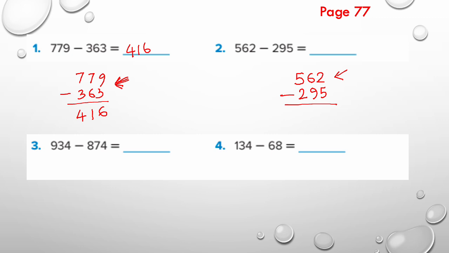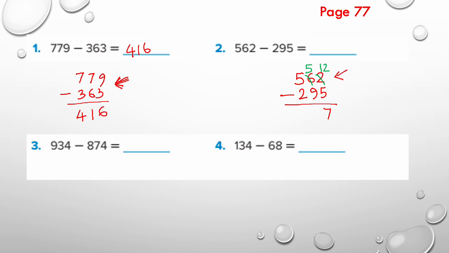So what you will do, you need to borrow 1 from the next number. What is the next number here? The next number is, you can see, this is 6. From 6 you can give 1, so remaining will be 5 here, and the 2 will become 12. Okay, now you can start subtracting 12 minus 5. You need to take away 5 from 12. The answer is 7.